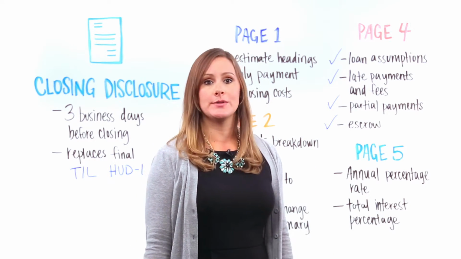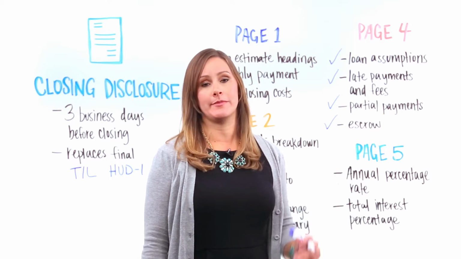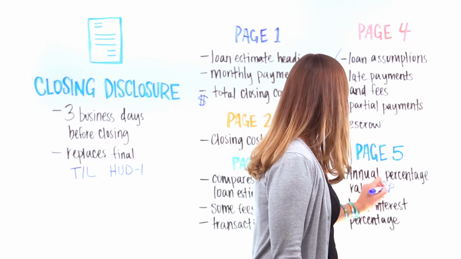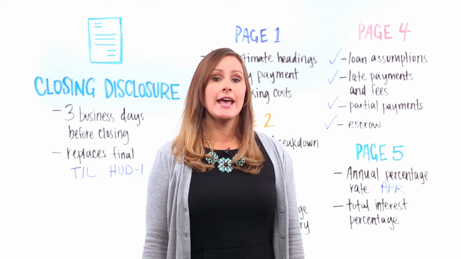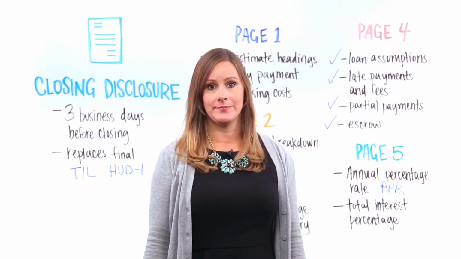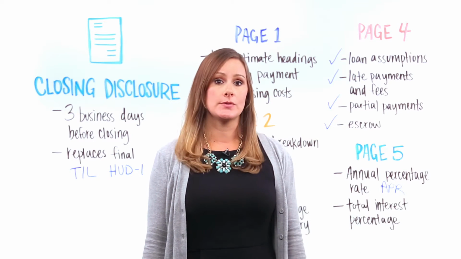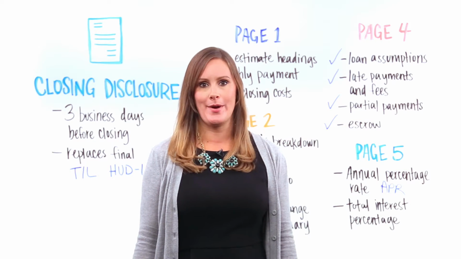The fifth page of the closing disclosure shows borrowers how much the loan will cost them over the entire term of the mortgage. You'll see your final annual percentage rate, also known as the APR, which is different from your loan's note rate and reflects the total costs of borrowing. You'll also see the total interest percentage, a figure that shows how much interest you'll pay over the life of the loan as a percentage of the loan amount.